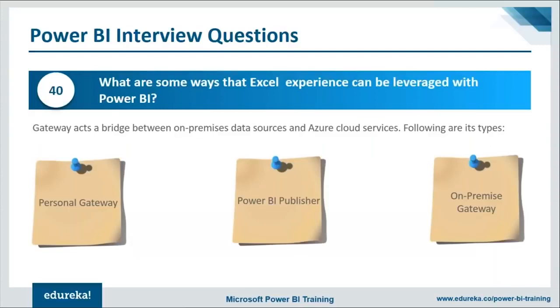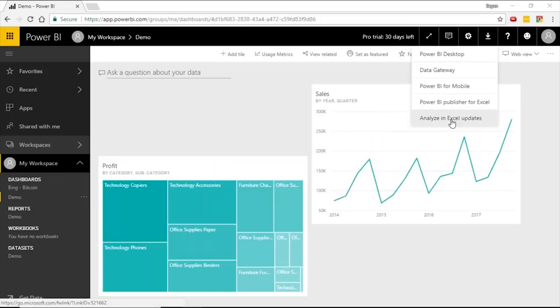Okay, so what are the ways the Excel experience can be leveraged with Power BI? There are a couple of things that we can do in Excel, by the way, which I wanted to briefly talk about. And to discuss this piece, I'm just going to quickly open up Excel. So there are two things particularly that you have in Excel. One is the Power BI Publisher for Excel, along with the personal gateway and the on-premise gateway that we have. But there's one additional component that is worth mentioning called Analyze in Excel Updates. As you can see, there's something called Analyze in Excel Update. So these are both add-ins that you have to install in Excel.